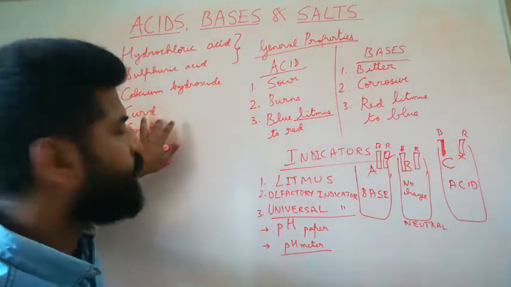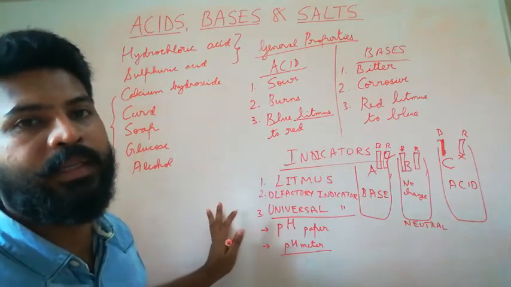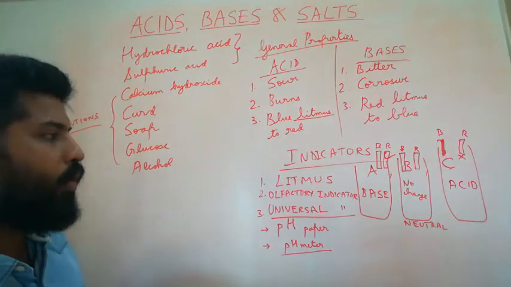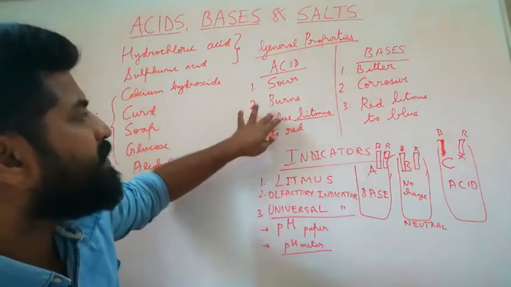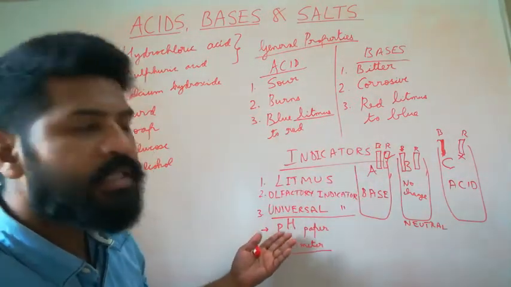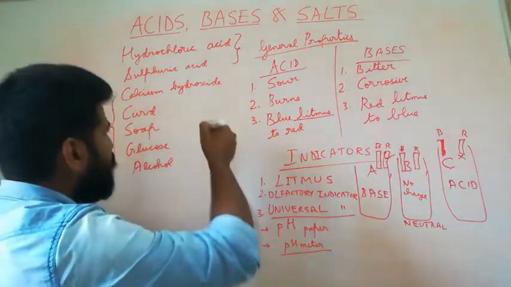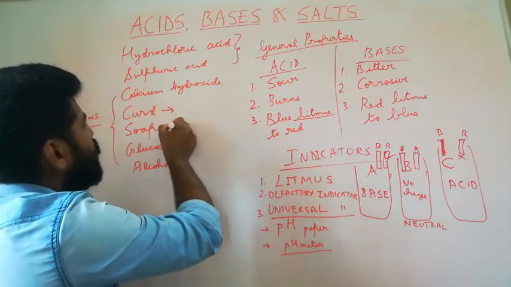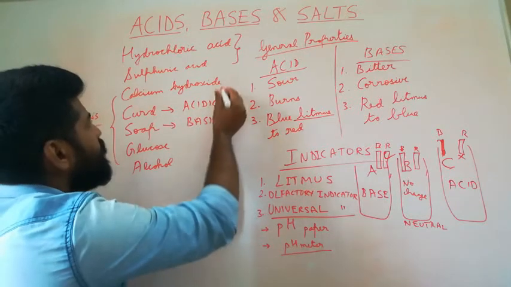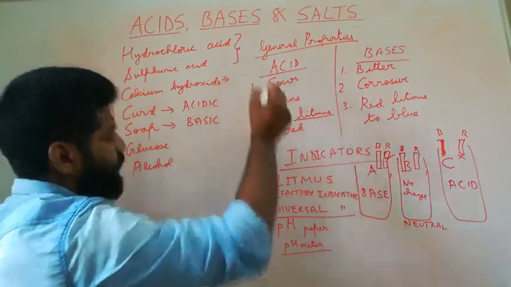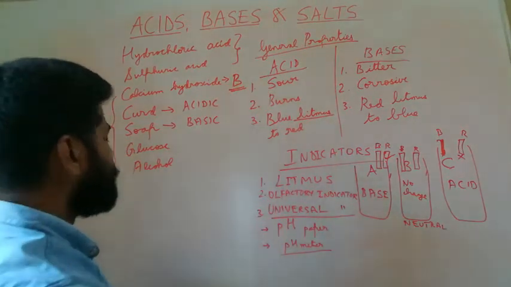Curd is already in solution form. So a solution you have to make. Glucose you can dissolve in any solvent, that is water, and alcohol is in solution form, and you can use blue litmus paper, red litmus paper, or pH paper to find out whether it is an acid or a base. So we will know that curd is an acidic substance, soap is a basic substance, calcium hydroxide is also a basic substance.